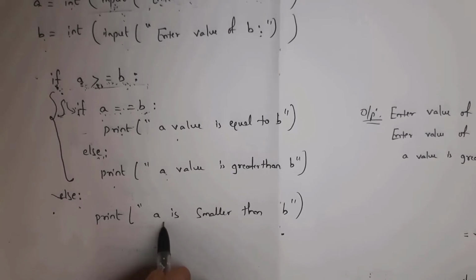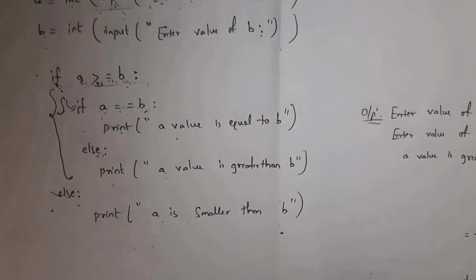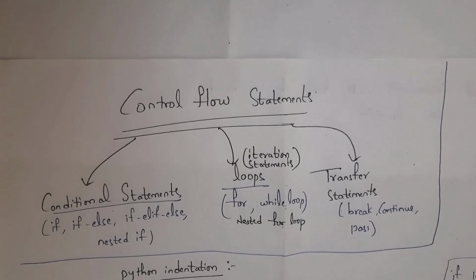It will display output, that is a value is smaller than b. Next I will explain loops in Python. We also call these loops iteration statements. What is the meaning of iteration? Iteration is nothing but repetition, repeating something again and again.